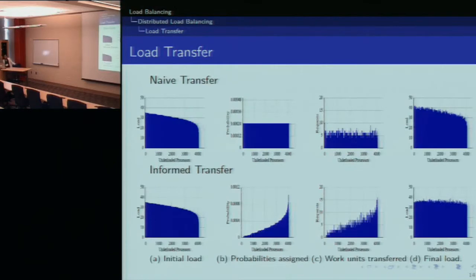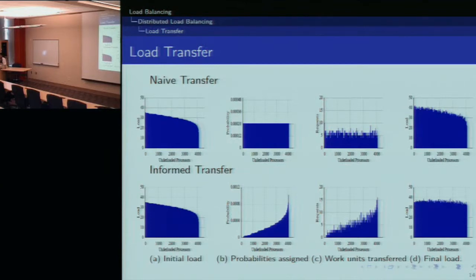So here is a proper comparison of the naive and the informed scheme. The first column is the initial load of the underloaded processors. The second is the probabilities assigned. In the naive scheme, all the processors are selected uniformly at random, so they have the same probability. The third column is the work units transferred. And the fourth column is the final load of the underloaded processors after the load balancing stage has been done.